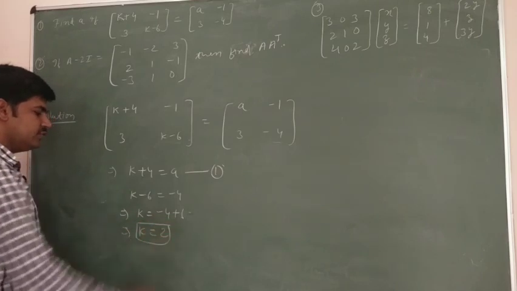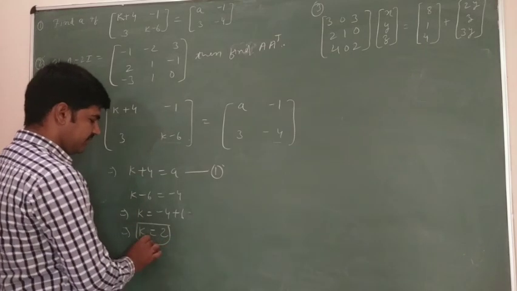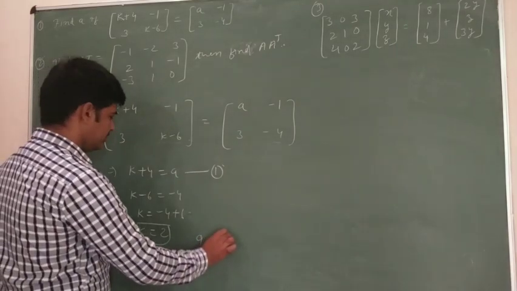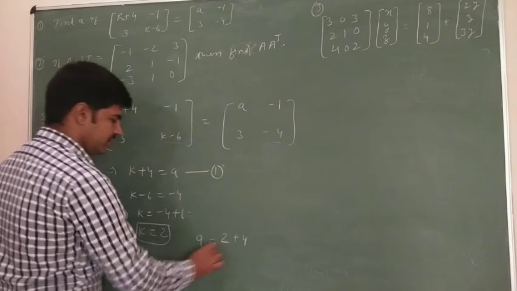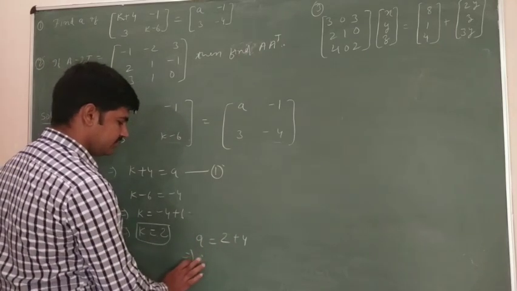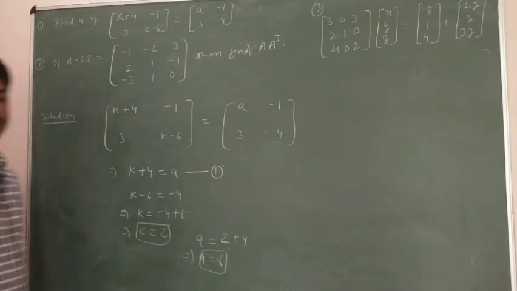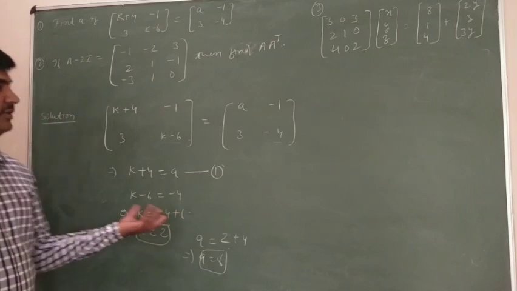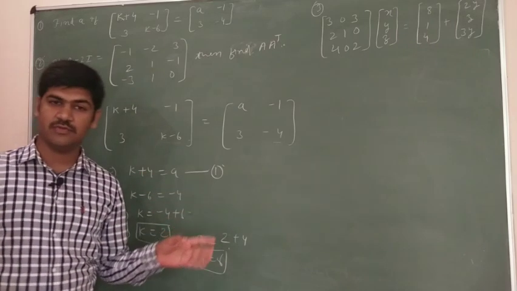And when K is equal to 2, putting this value of K in equation number 1, we get A is equal to K plus 4, and in place of K we write 2, which implies that A is equal to 6. So it was an easy question of 1 mark. We have done it very easily, even within 30 seconds.